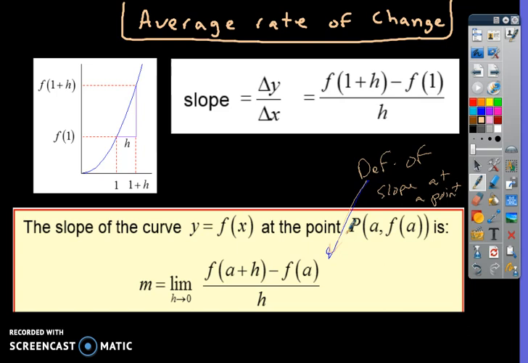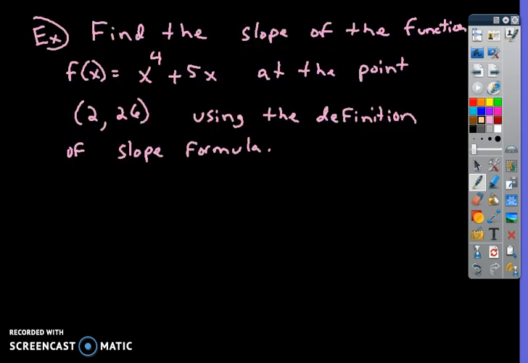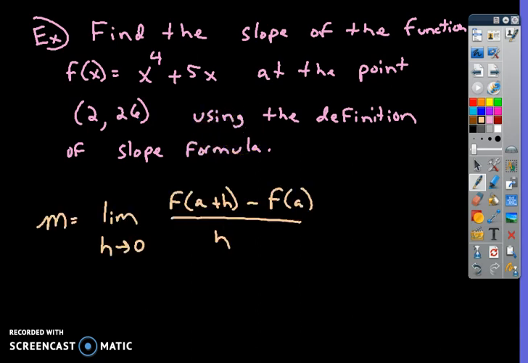Finding this limit graphically and algebraically. The problem says, find the slope of the function f of x equals x to the 4th plus 5x at the point 2, 26. This must be on the curve, using the definition of slope formula. The definition of slope formula says the limit as h approaches 0 of f of a plus h, subtract f of a, divided by h. Now, in this case, we know a. a is 2. That's the x value you're going to plug in here.